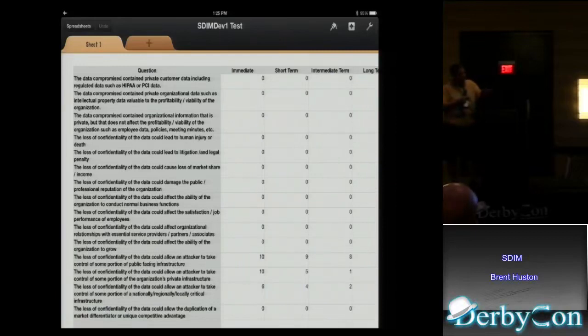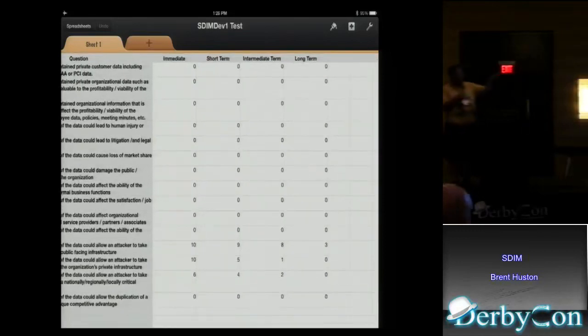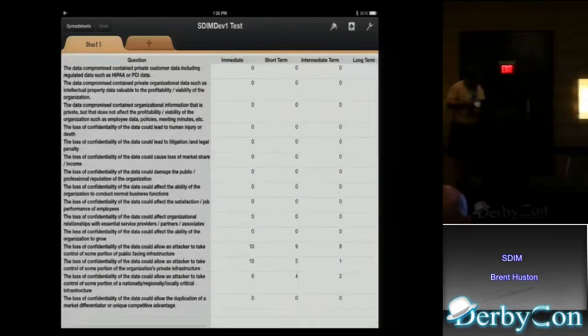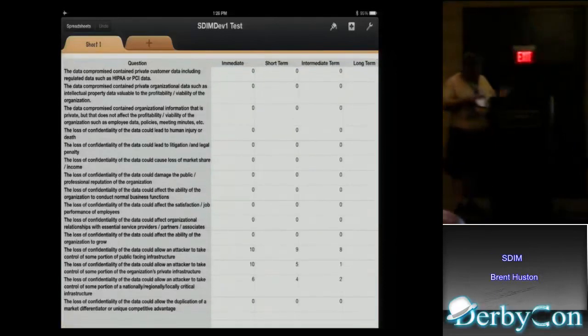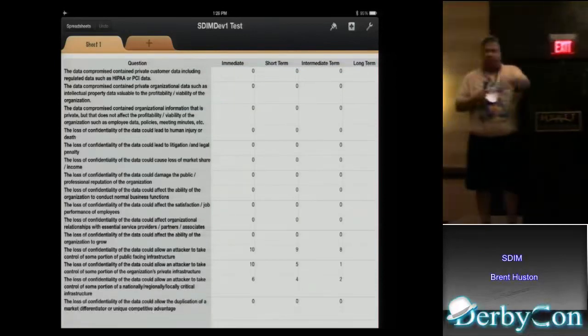So we really did try to make this simple. There are 15 questions. Each one sort of acts as a guidepost. And as I said, you take it to the side, and you score each one, in this case, 0 to 10, 10 being the worst, highest impact, 0 being the lowest, no impact at all. And you say, okay, given this initial question of, did we lose data that contained private customer data, including regulated data, such as HIPAA or PCI? Right? So really simple question, what was the impact of that, and you play it out.